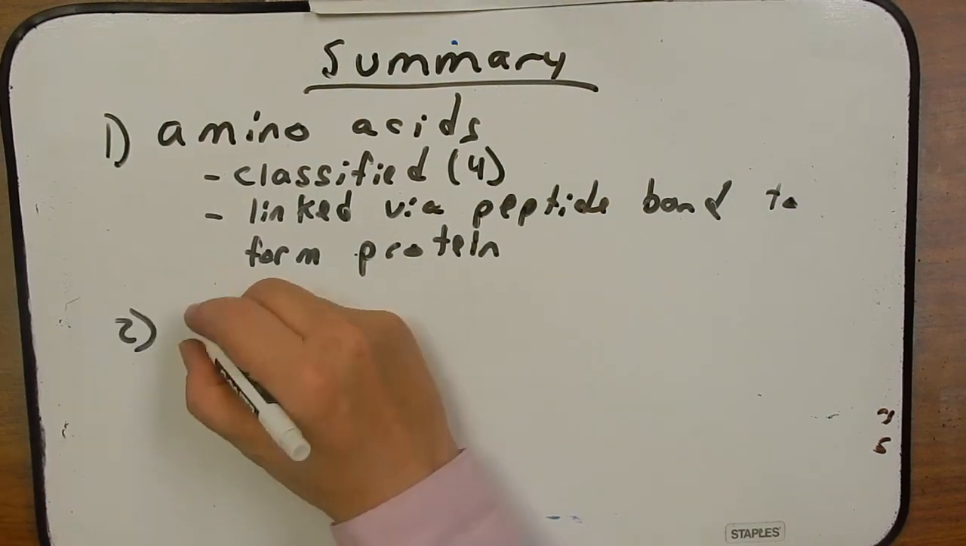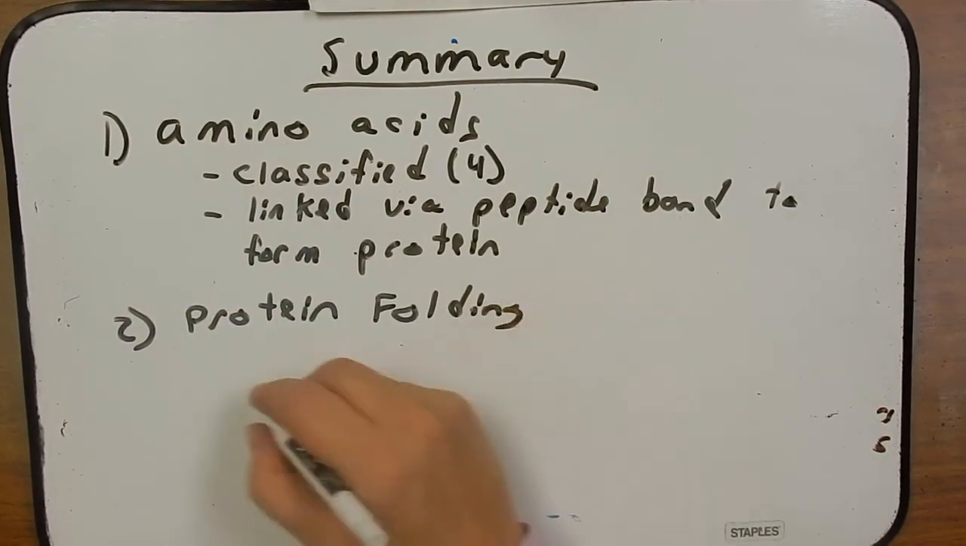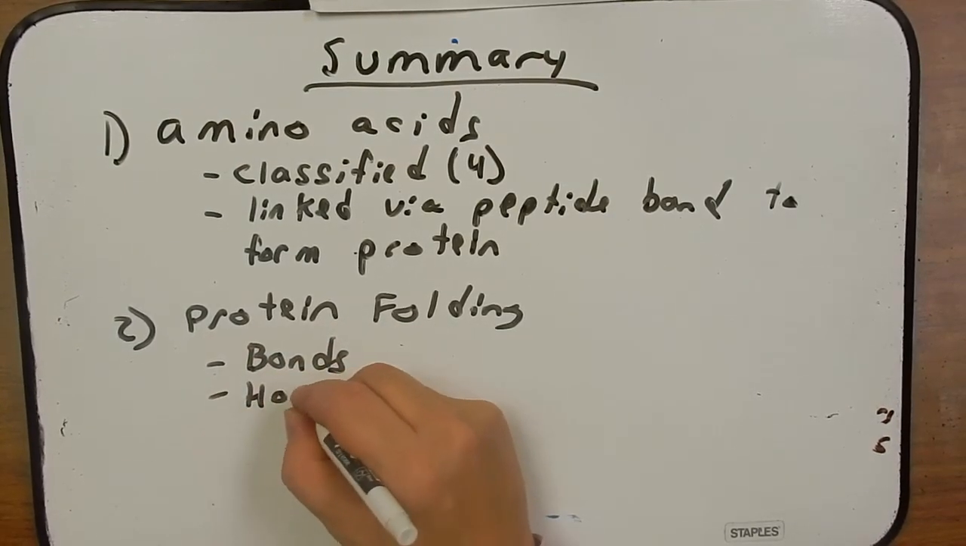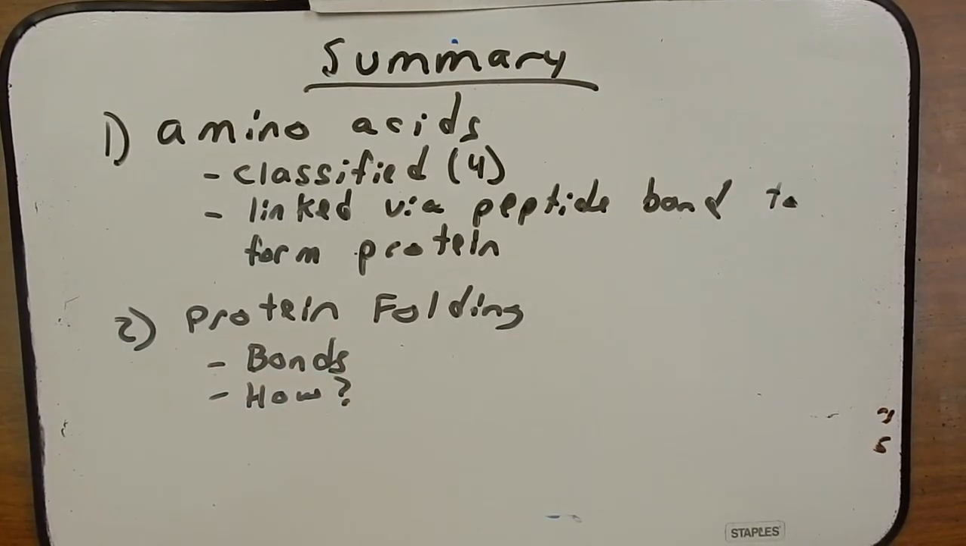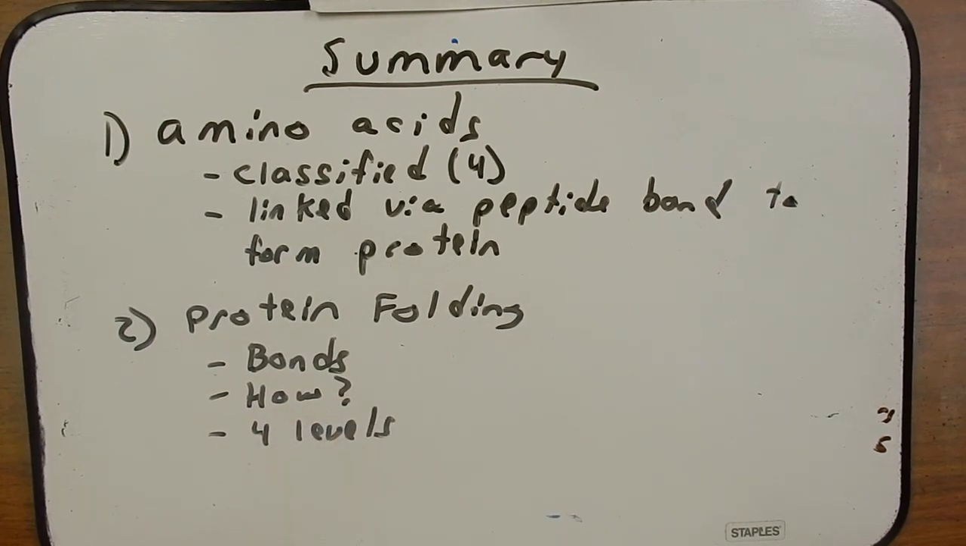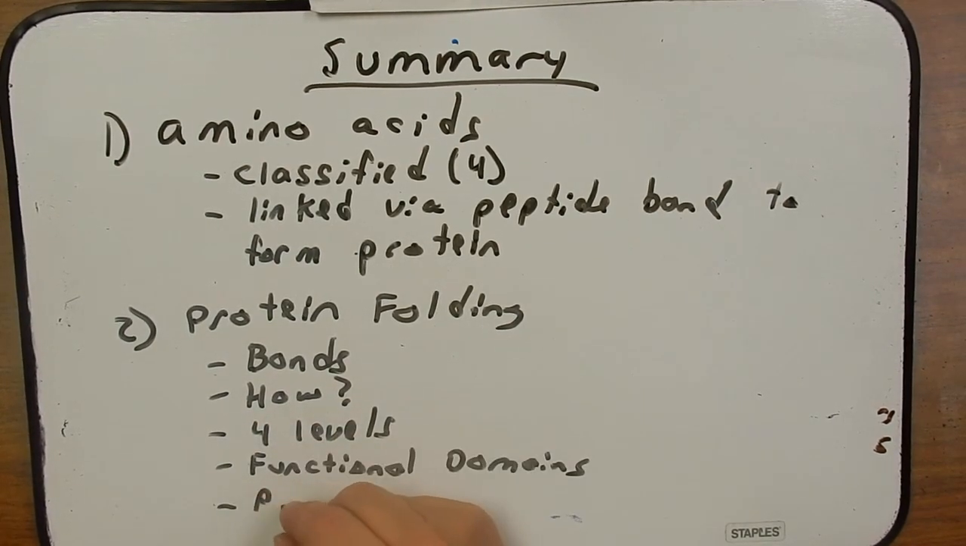Next, we talked about protein folding. We talked about the important bonds that were involved. We talked about how it occurs. Either it can be spontaneous, like with the RNase A, or it can need the assistance of chaperone proteins. We talked about the four levels of protein folding. We talked about functional domains, and we ended by talking about protein families.